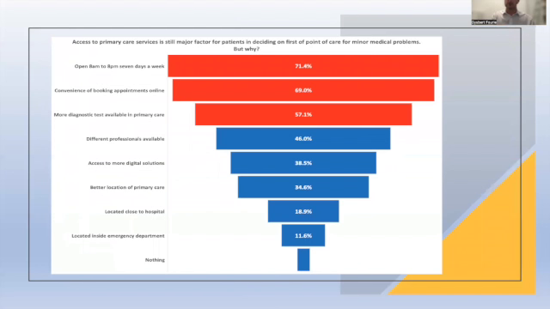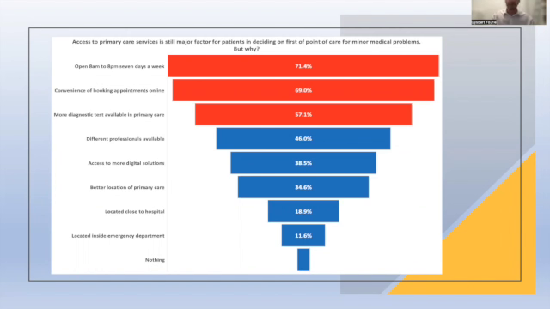I then also wanted to ask the respondents, if you choose to attend the emergency department for minor medical conditions, what would need to be done to change that? What would we need to do and put in place so that you actually choose primary care to be your first point of contact for a minor medical condition? And again, unsurprisingly, 71.4% said 8 to 8 opening, 7 days a week. 69% said convenience of booking appointments online. And 57.1% asked for more diagnostics to be available in primary care.